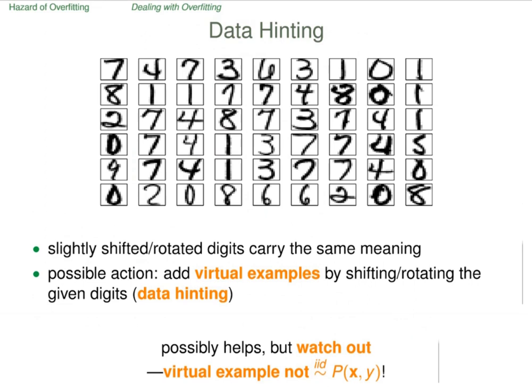What about data hinting? So briefly, you may observe some slightly shifted, rotated digits in your data, which carries same meaning, right? So the possible action to correct those rotated shifted digits may be adding virtual examples by manually shifting and rotating. This action is called data hinting, okay? It may help, but watch out. Virtual examples cannot be assumed to be independently identically generated because there is a human intervention.